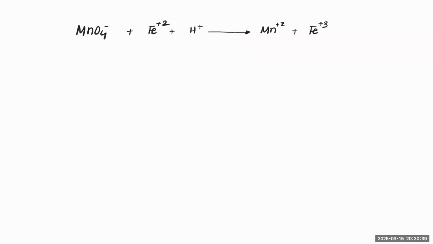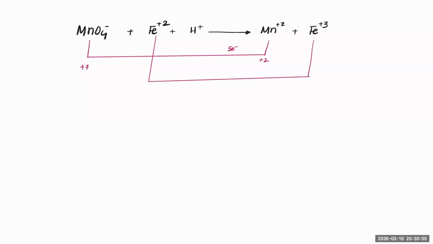See, from here to here, the oxidation state is changing from +7 to +2, so 5 electrons got transferred. And from here to here, you'll see only 1 electron is transferred, from +2 to +3. So if I cross multiply that, I will get MnO4 minus plus 5Fe2 plus giving Mn2 plus plus 5Fe3 plus.